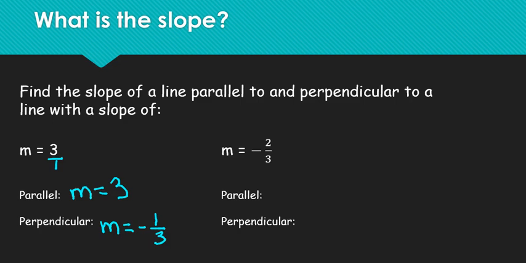Okay? So, looking at the second one. Parallel, same exact slope, so the slope is not going to change for parallel. For perpendicular, first you have to change the sign. So instead of it being negative, we're going to have a positive number, and flip your fraction. Do the reciprocal. So +3/2 would be the perpendicular slope.